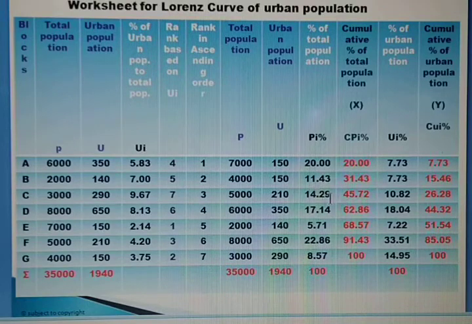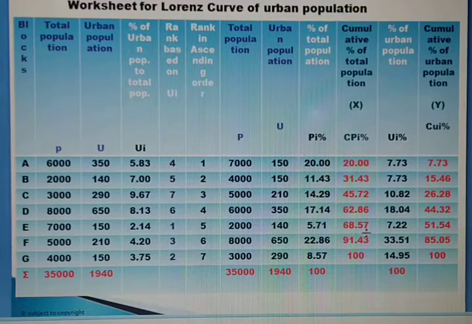Again add this value, that means 14.29, then it will be 45.72. Again 17.14, then it will be 62.86. Again add this value 5.71, and you will get 68.57, and in this way finally we will get 100. So if this value comes like 99 point something or 100 point something, then you have to consider the value as 100. Okay, after that find out this value, that means percentage of urban population.